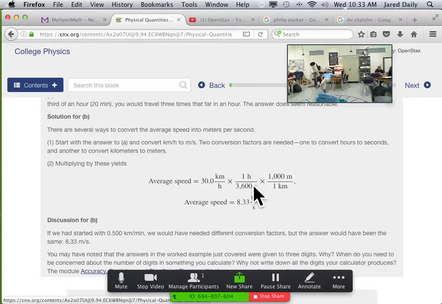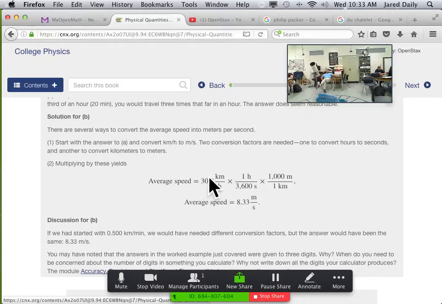Then I convert the kilometers into meters, and the kilometers are on the top here, and I want to replace that with meters, so I put my meters on the top, put my kilometers in the bottom of my conversion, so they'll cancel out. And if the kilometers cancel out and the hours cancel out, the only thing I have left is meters per second, which is exactly what I want.